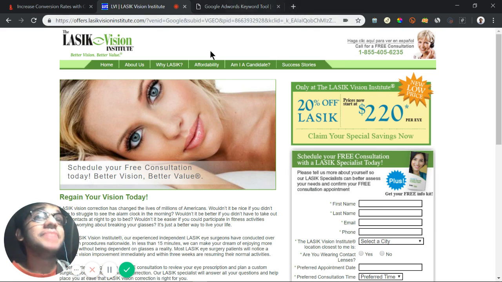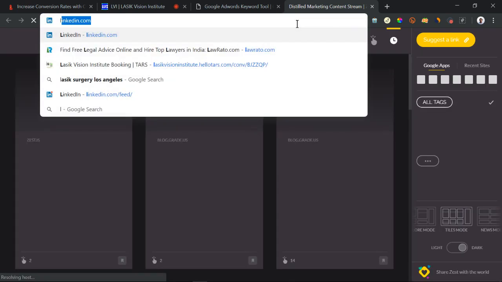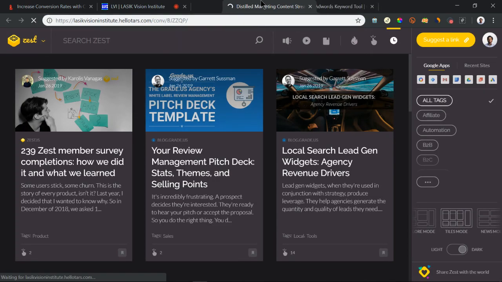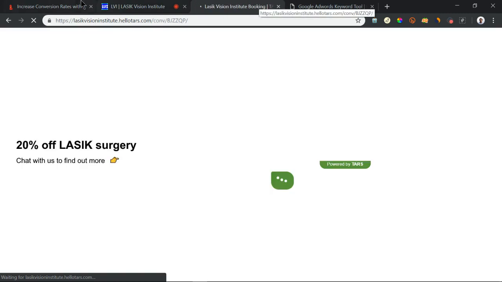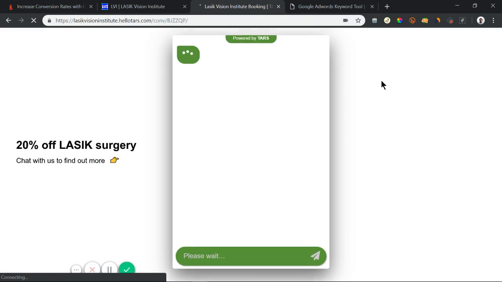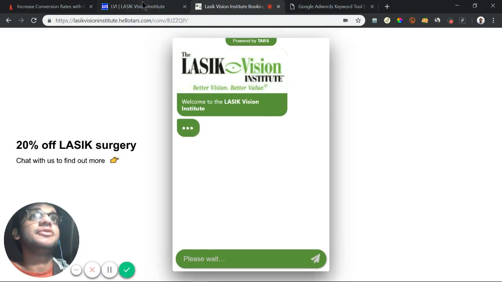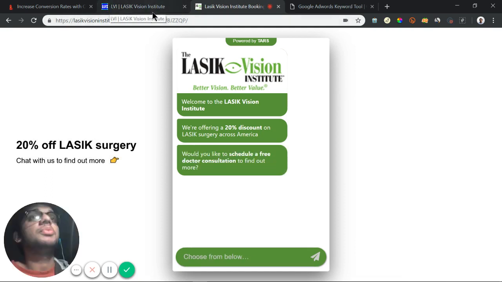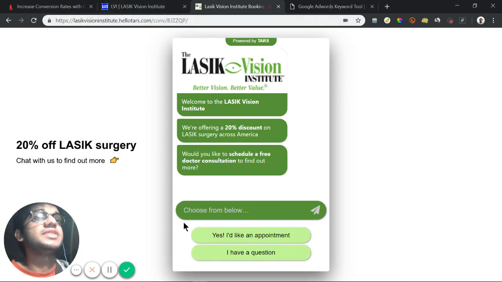Anyways, now that we've critiqued this landing page, I'm going to go ahead and show you an alternative version which we made after looking at this landing page. It's a conversational landing page, like the one I showed here. This is what it would look like. So if LASIK Vision Institute were to use a conversational landing page, a prospect would click on their Google ad, and this is what they would see.